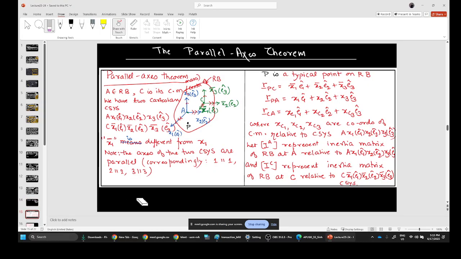Next, I want to show you what is called the parallel access theorem. Again, this is a topic which you have been exposed to earlier also. However, not completely. You must be knowing a part of parallel access theorem, which we will cover in this class also. But then there is something additional which might be new to you.